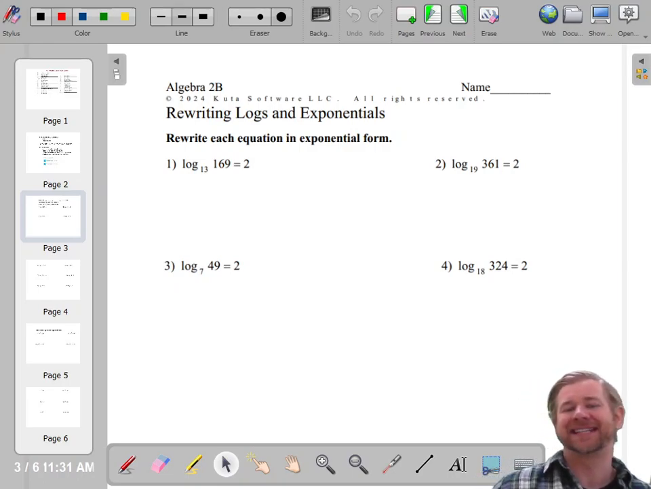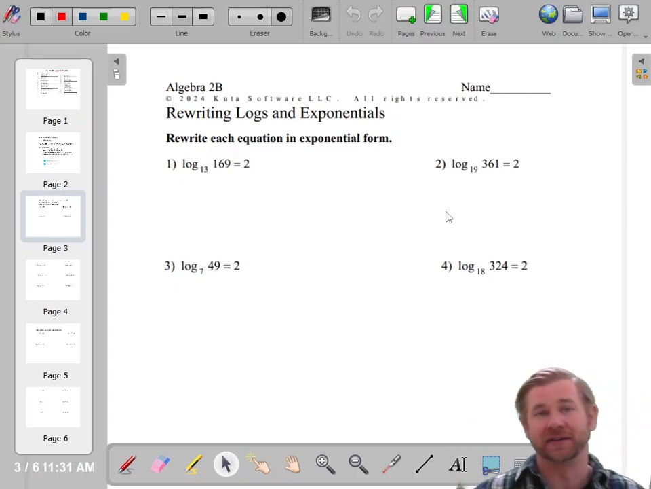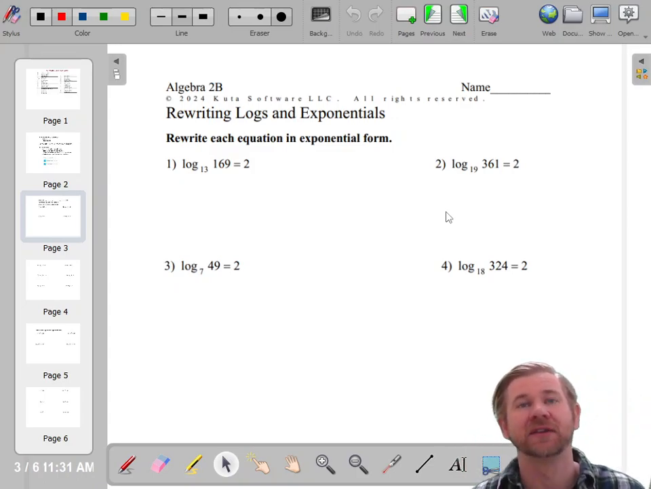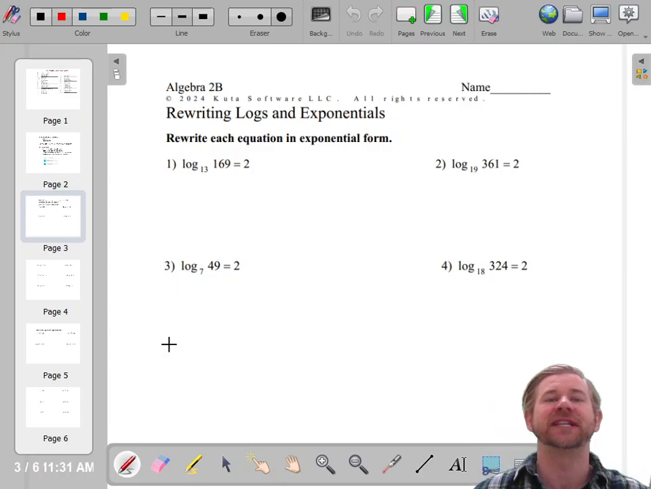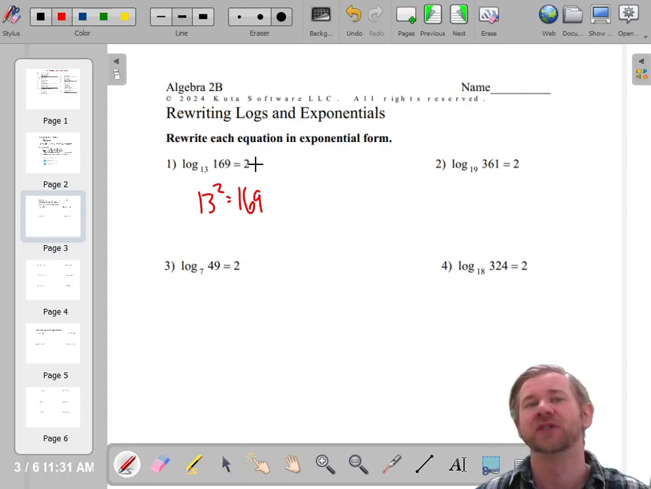Hello everyone, let's talk about logs and exponentials and how we're going to write one as the other. Now, we're starting off with ones you know how to do. If you have a base 13 logarithm, you have done this enough to know that means that 13 squared is 169. These two statements are saying the same thing. The base 13 log of 169 is 2 because 13 squared is 169.